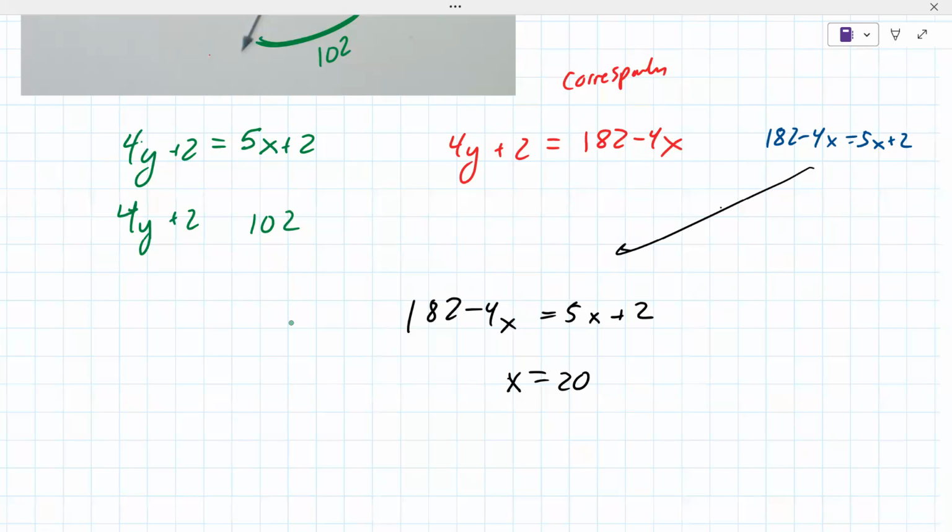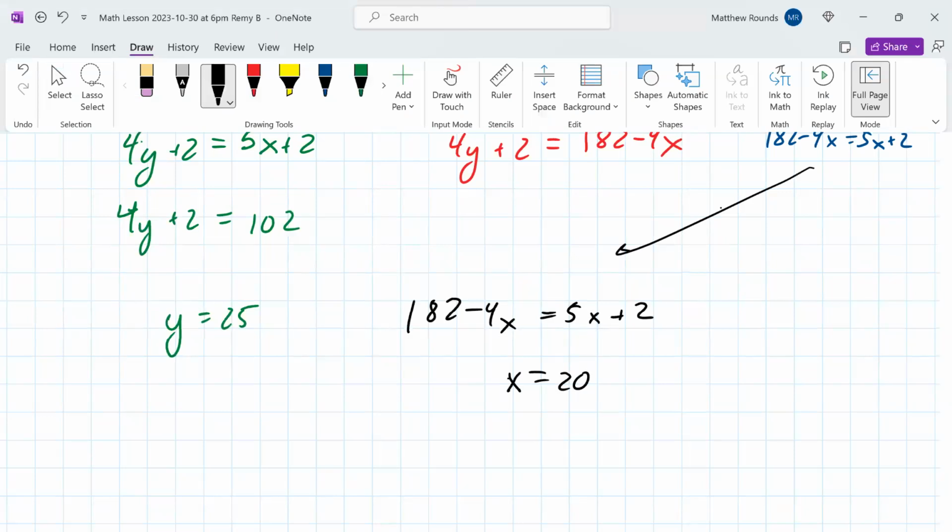You want me to solve it without plugging anything in, right? Nope, just get the value of y. You just subtract 2, divide by 4. Okay, I got 25. Y equals 25. Good, good, good. Fantastic.